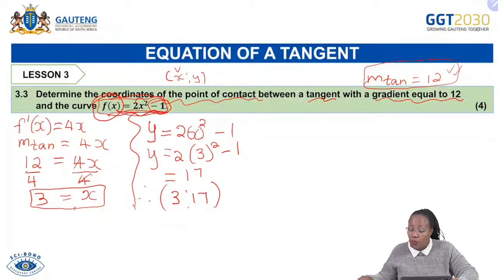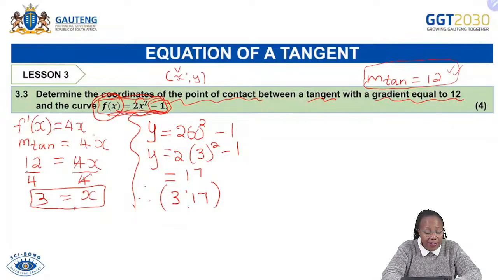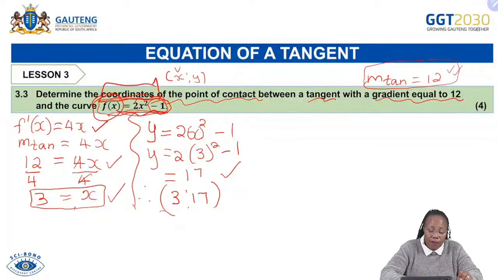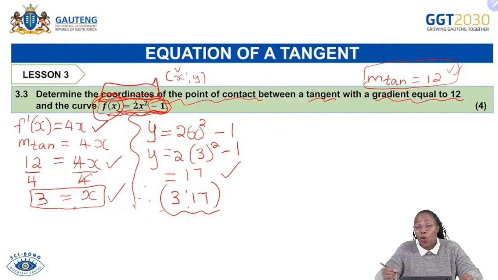And then this is worth 4 marks. The first mark will go for the derivative. Second mark for equating the derivative to the gradient. The third mark is for the x value. The fourth mark being the y value. And then if it says in coordinate form, grade 12, your answer must be in coordinate form. Notation of coordinate, 3;17.